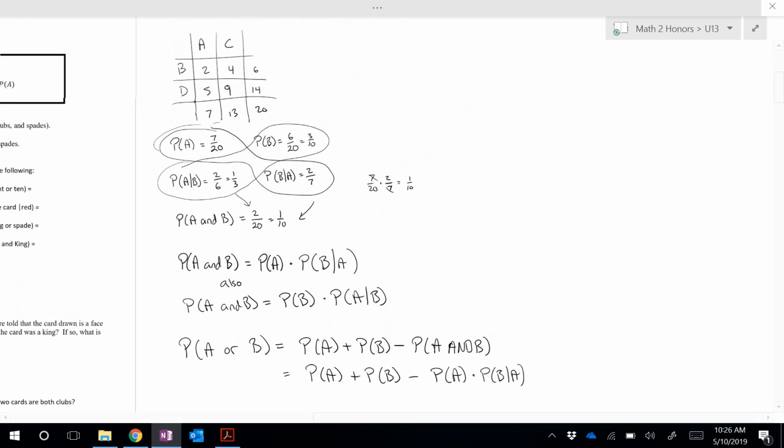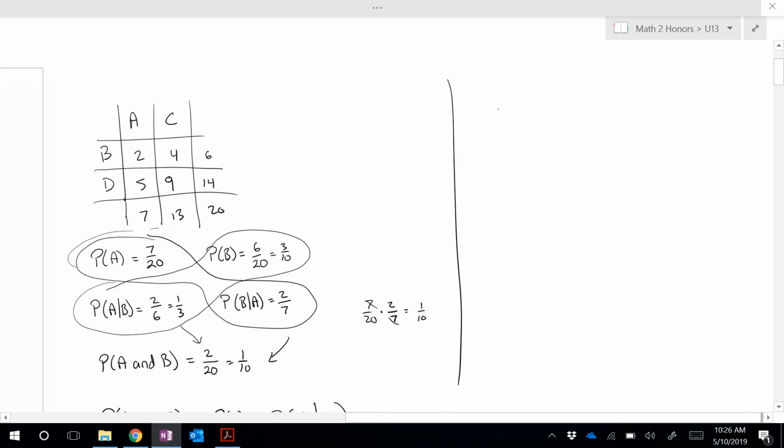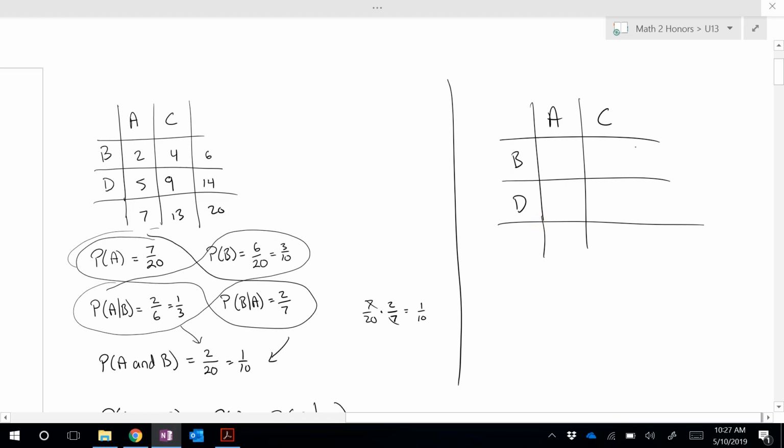Now, let me contrast this with another scenario. Okay. Let's go A, C, B, D. And say 2 and a 4 and an 8, 12. Let's say this adds up to 10. This adds up to 16. This is 26. We get 20 here. We get 6 here. Okay.